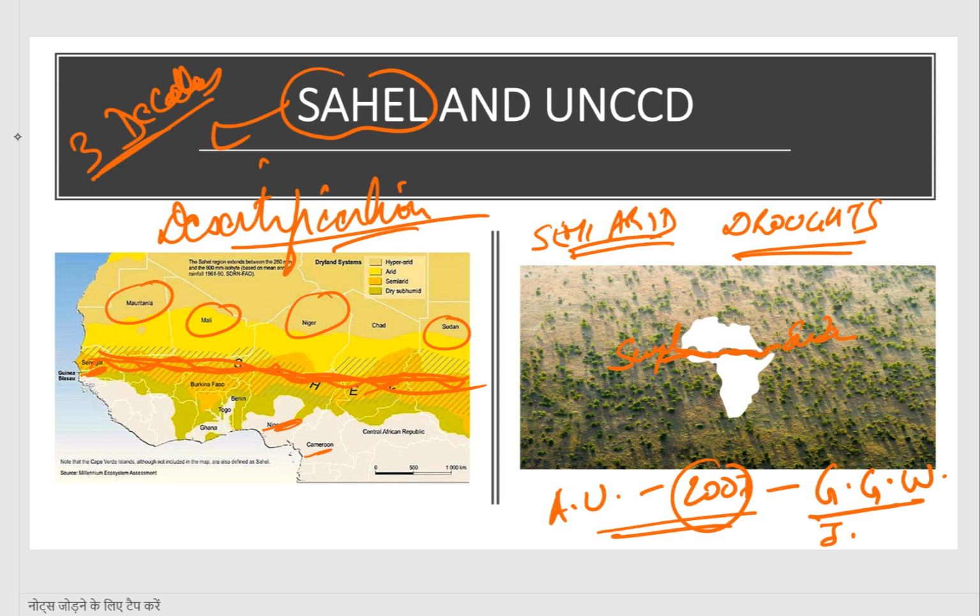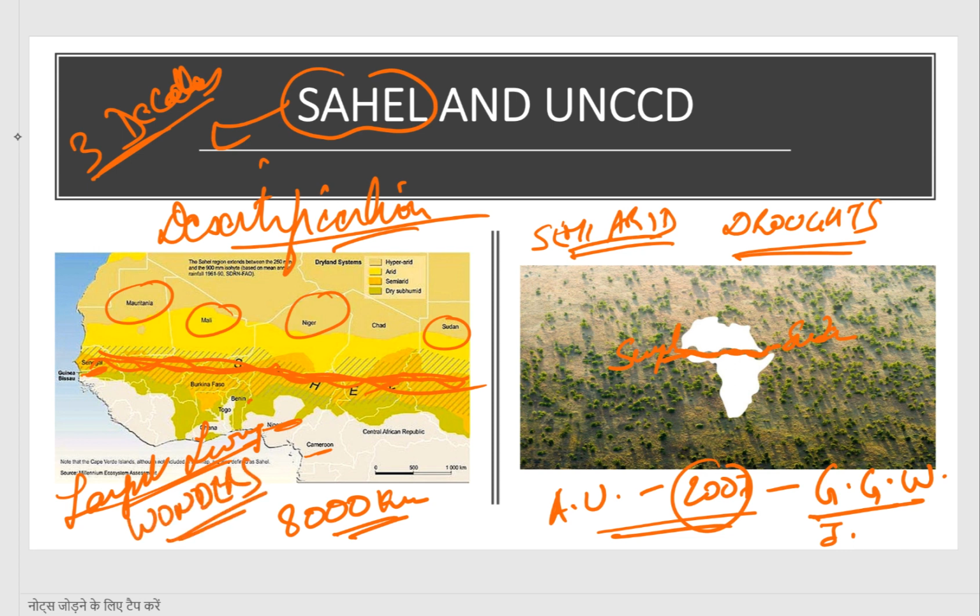It is completely 8,000 kilometers in length. And once complete, it will be the largest living structure on the planet Earth. Nowhere on our planet Earth is such a long stretch of trees found. 8,000 kilometers. It is one of the wonders of the modern world. It will be the largest living structure by 2030.